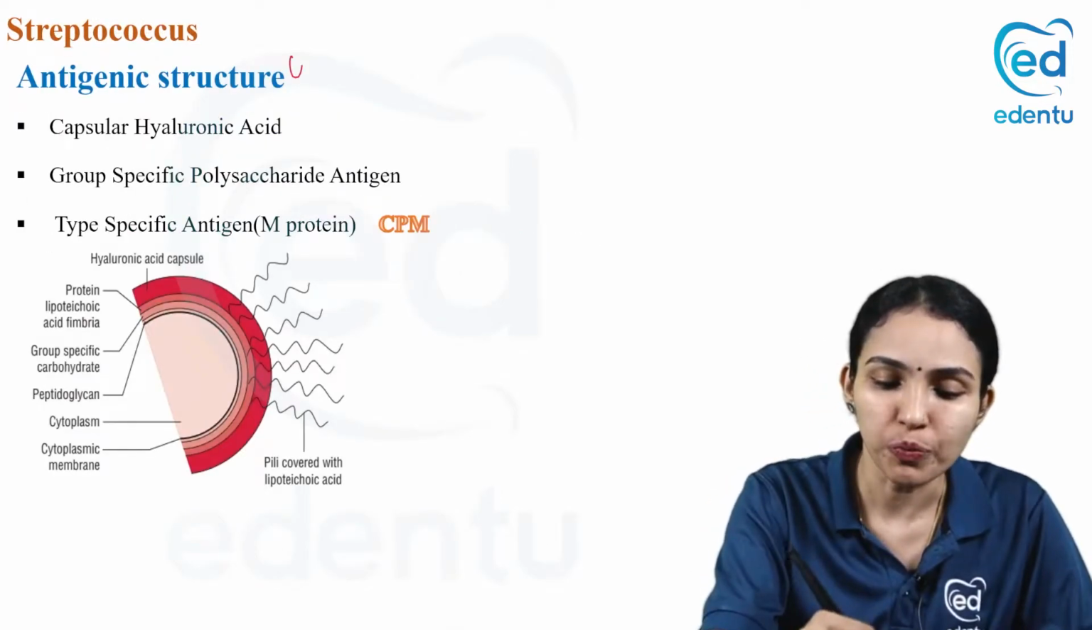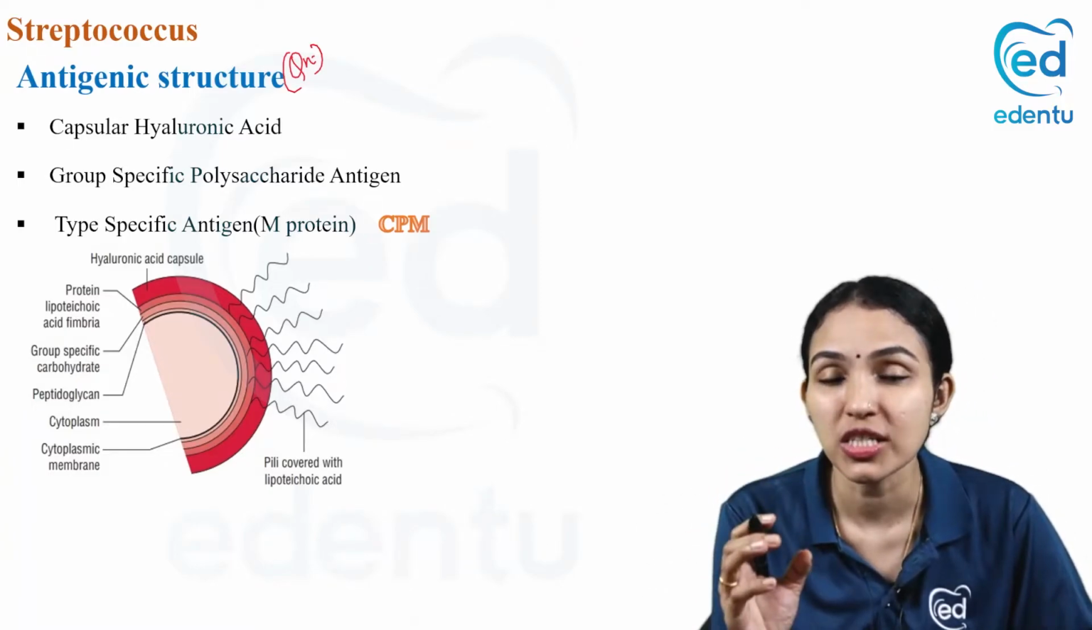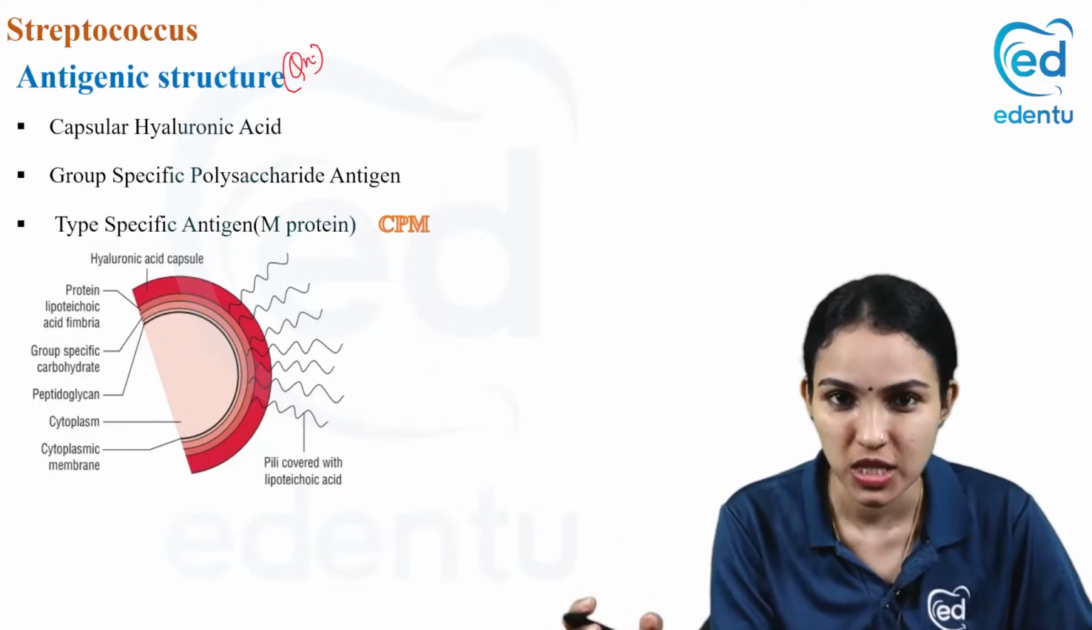Now coming to the most important question from this part, which was asked repeatedly: what are the antigens, toxins and enzymes produced by streptococci?